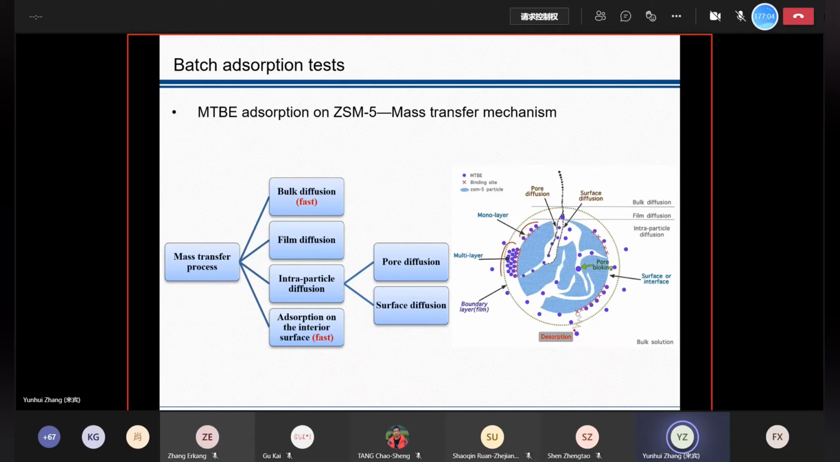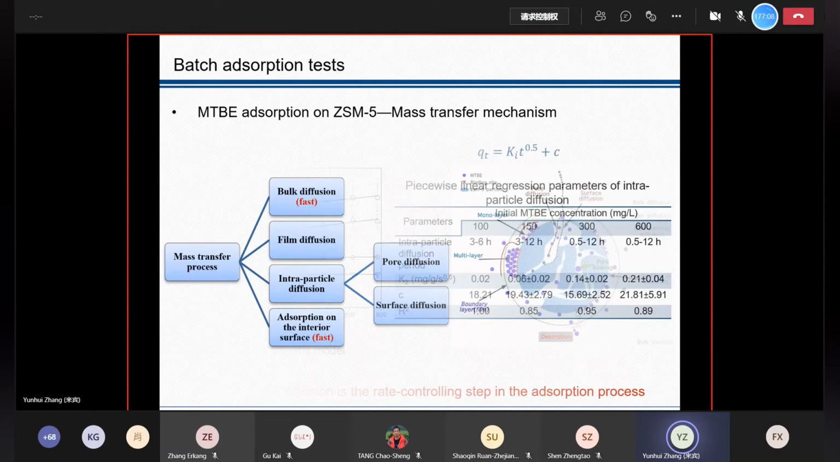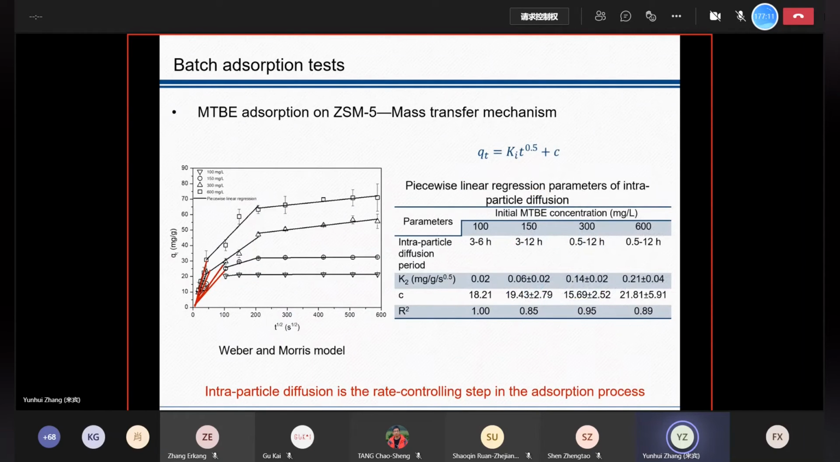In this study, we used the Weber and Morris model in this figure to describe the process of the intraparticle diffusion. And the figure shows that all the curve plots covering the initial phase passed through the origin here, suggesting that the intraparticle diffusion should be the rate controlling step in the removal of MTBE. That is, film diffusion may be very fast and could be ignored.